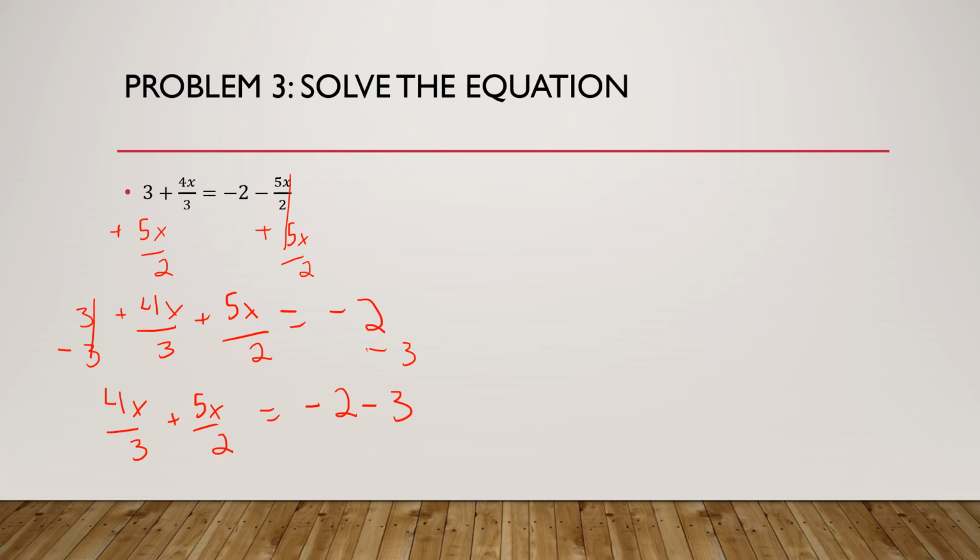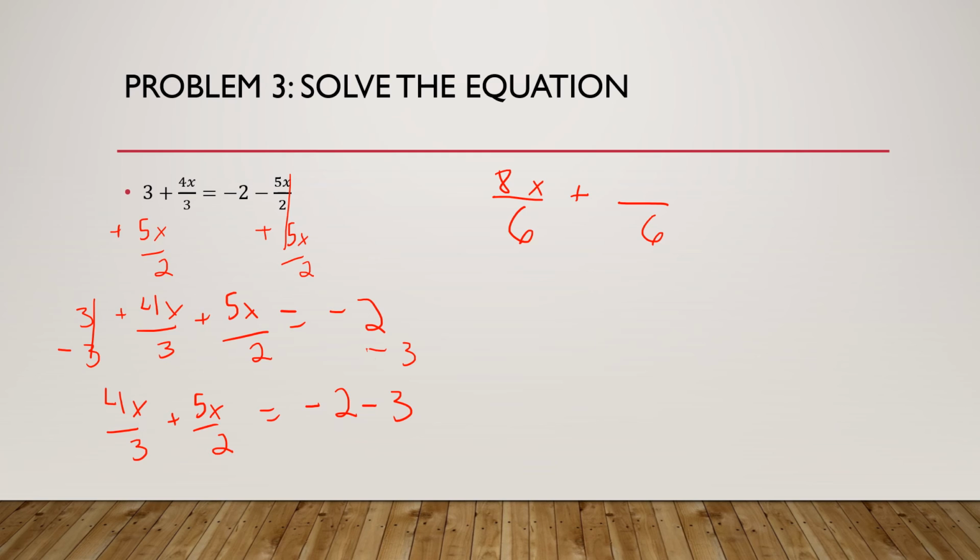Okay, now we have our coefficients on one side, we have our constants on the other side. So let's simplify this. We need to find the least common denominator. All right, between 3 and 2, we know that if we multiply 3 times 2, that's 6, right? So we're going to have 6 as our denominator. Okay. All right, so 3 times 2 is 6, right? So 4 times 2 is 8x.